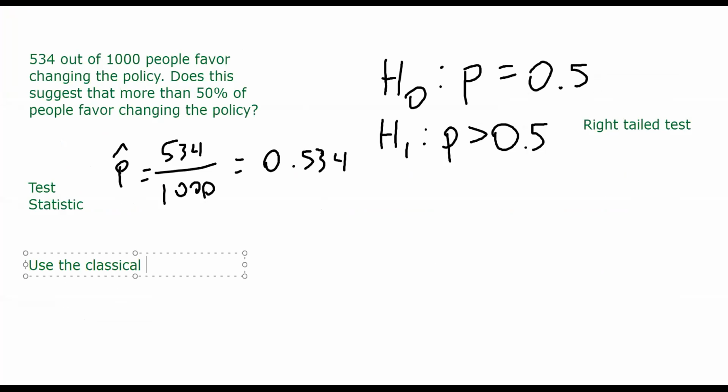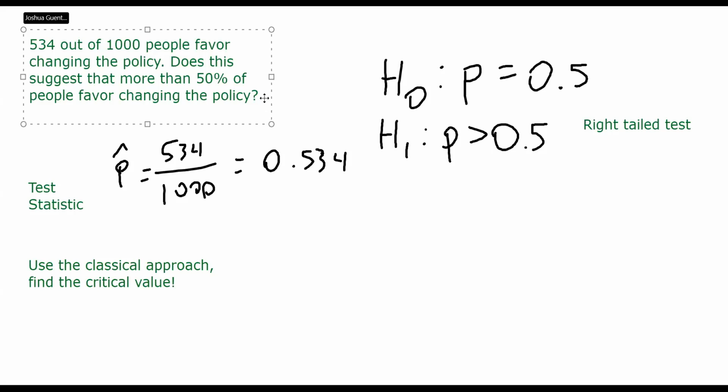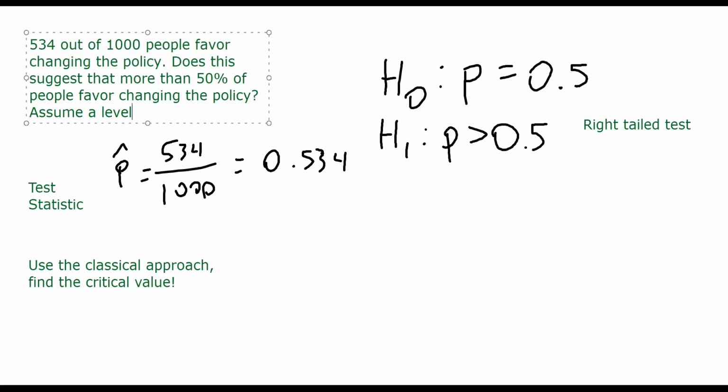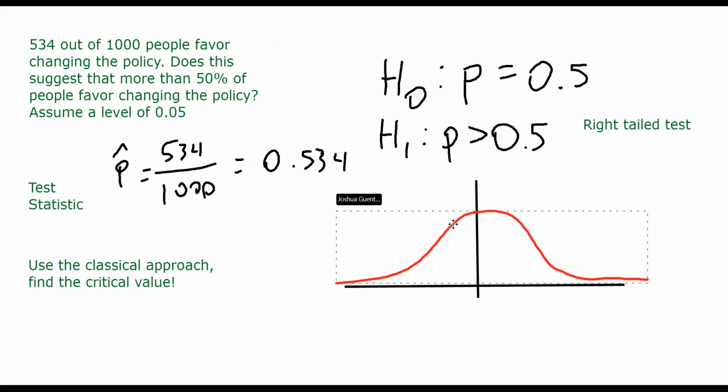Let's use the classical approach. Let's find the critical value. Let's assume a level of 0.05 for the test. So what's happening in this right-tailed test? Here is your normal distribution curve, your bell curve, whatever. And I'd be remiss if I didn't fix that a little bit. There we go.